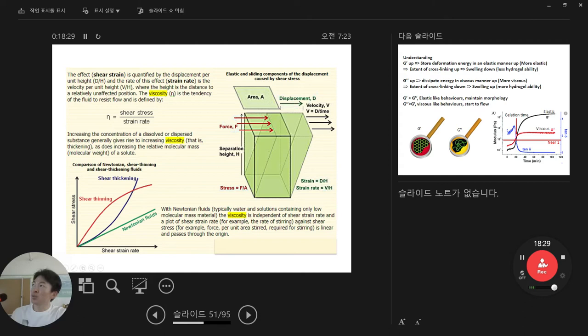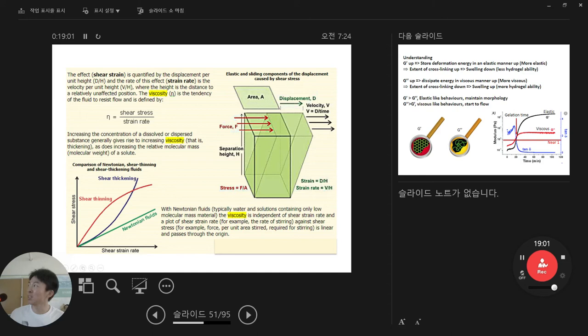So shear stress, you already get the shear stress, right? But this is not shear strain. This is the strain rate. Okay, so let's see, this is a hydrogel. You deform the hydrogel with this force, and you know the area, and you get the shear stress: F divided by area. But how about the shear strain? For shear strain, you already gather the displacement, and you know the height. So how do you calculate it? Displacement divided by height. This is called shear strain.